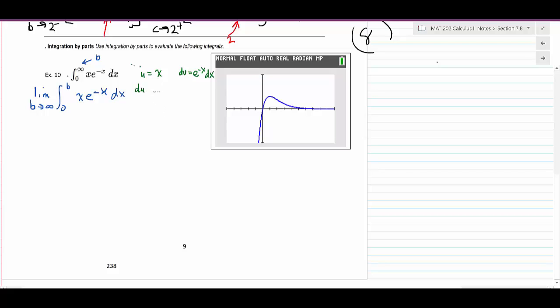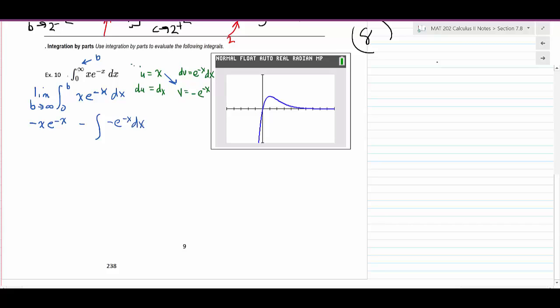So what's du? dx. What's v? Make sure you've got the negative in there: negative e to the negative x. So we have that. Now we're going to do the parts integral. So we're going to do u times v, that's going to be negative x e to the negative x, and then we're going to subtract the integral of v du, so it's going to be negative e to the negative x dx.